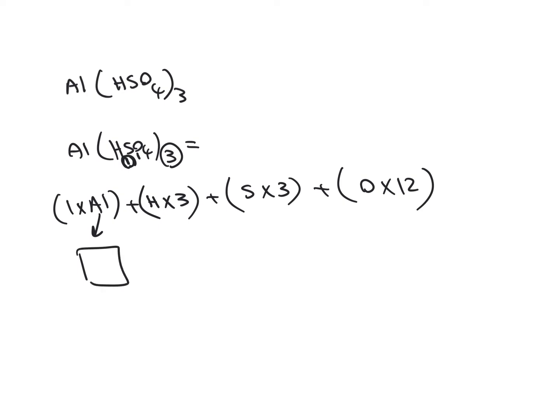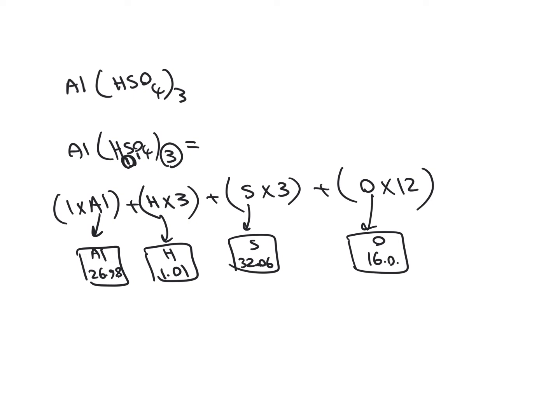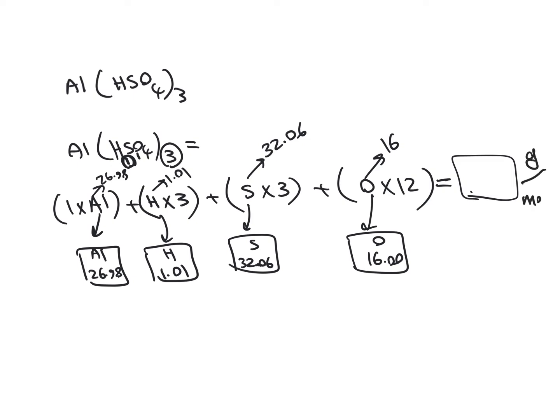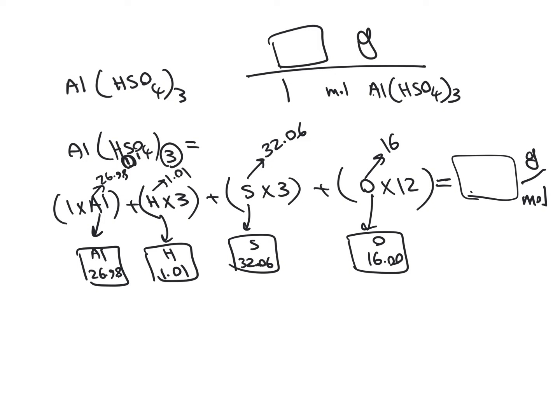If you go to your periodic table, you have 26.98 for aluminum, 1.01 for hydrogen, 32.06 for sulfur, and 16 for oxygen. So you substitute these numbers here and calculate this number, whatever it would be, in grams per mole. So 1 mole of Al(HSO4)3 has this many grams in it.